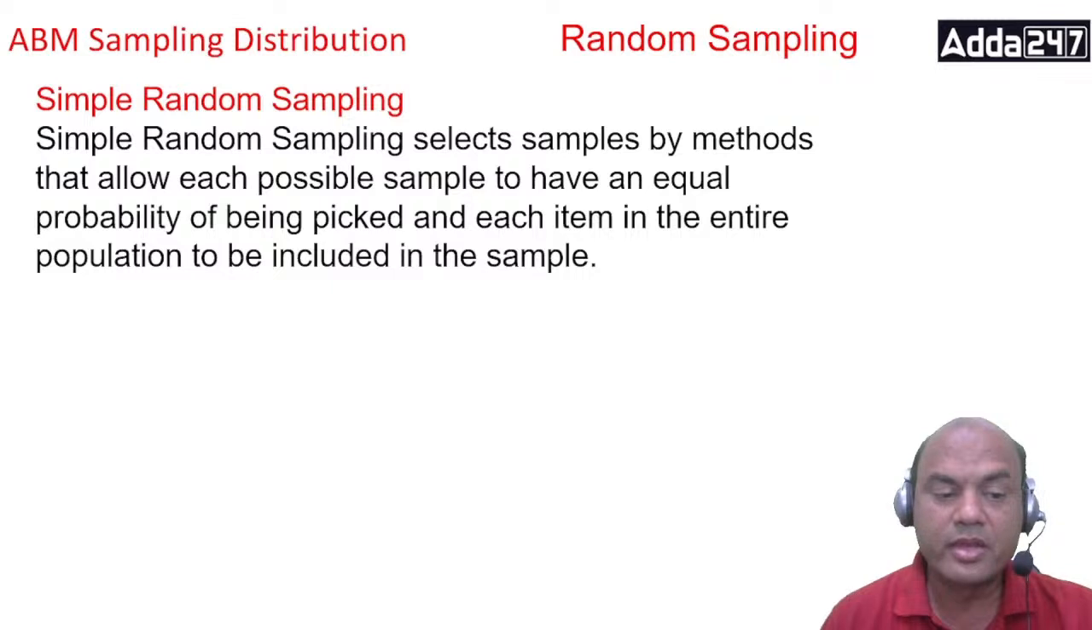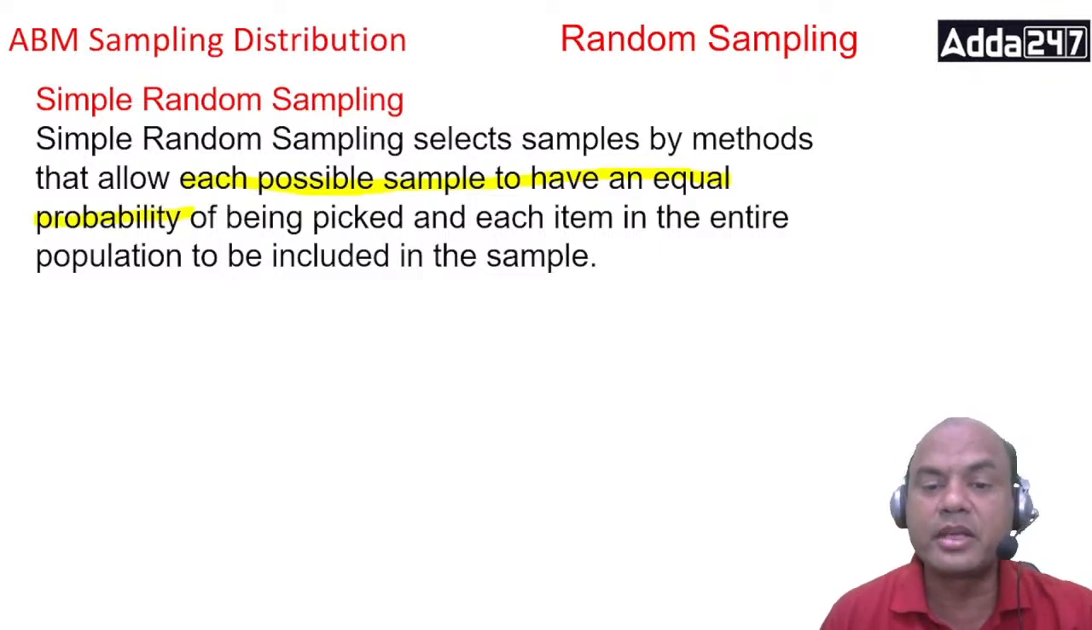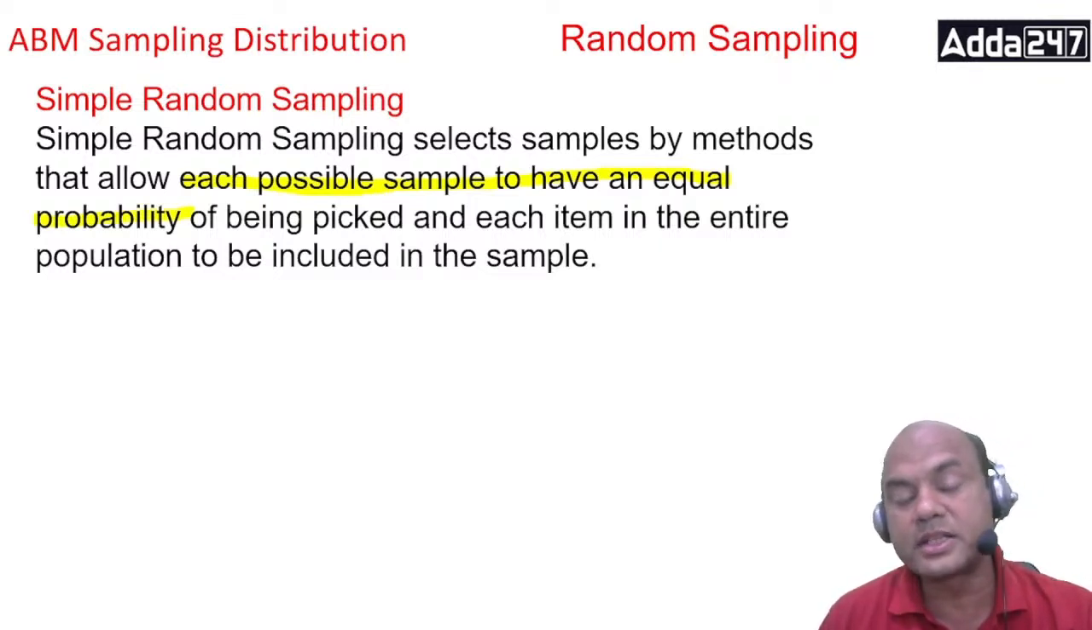Okay. I'll mark this. Hold on. Each possible sample, this one, has an equal probability of being picked. Okay. And each item in the entire population to be included in the sample. Correct?